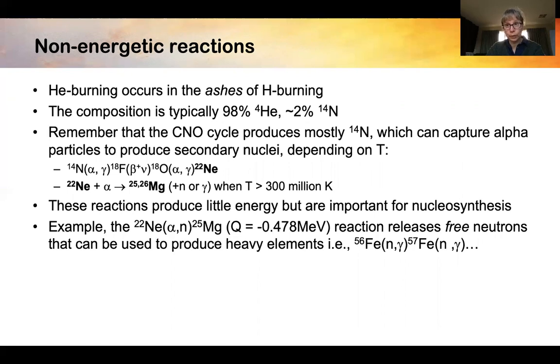Also, we can make fluorine. I didn't want to go into fluorine because there's a really long chain of complex reactions. If you're interested, I can provide some references. Now, these reactions are important because not only do they result in important nucleosynthesis, but reactions such as neon-22 alpha n make neutrons. So this is a source of free neutrons in the helium shell. And this is one of the main neutron-producing reactions in AGB stars.